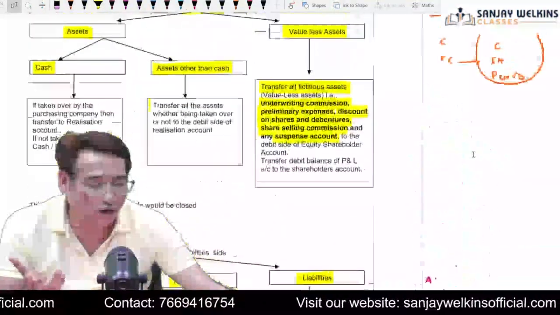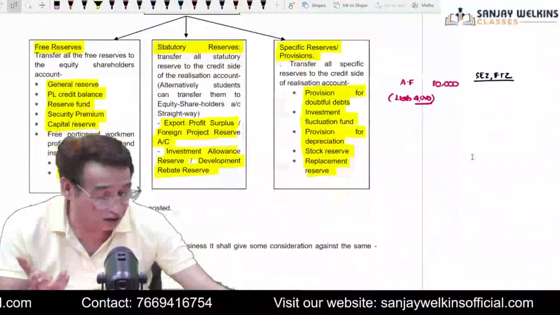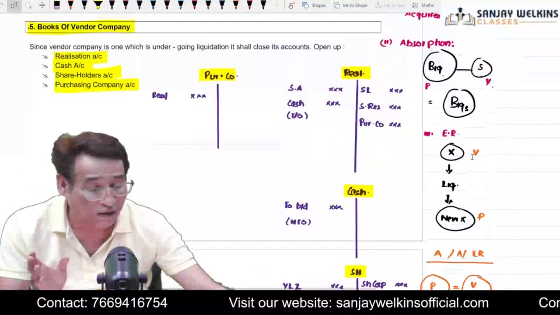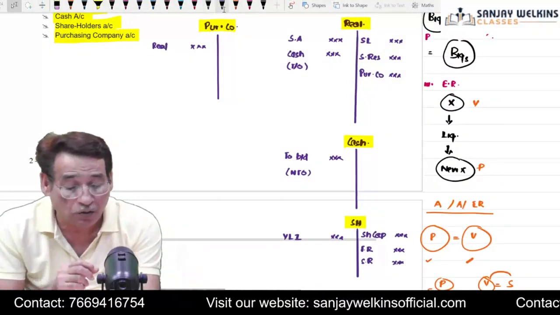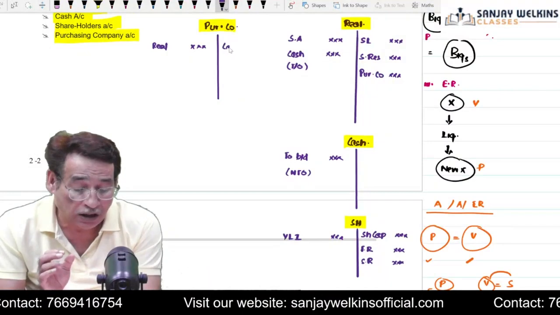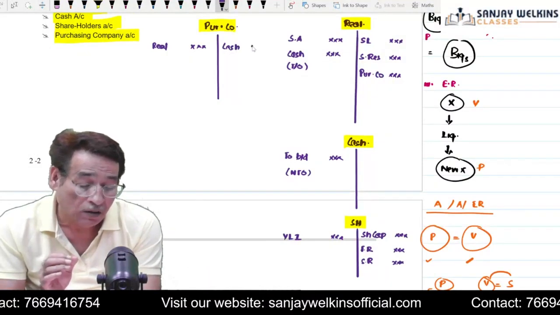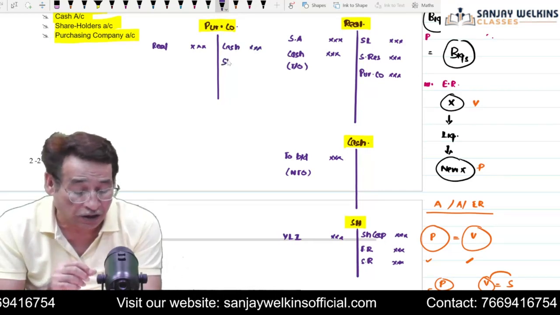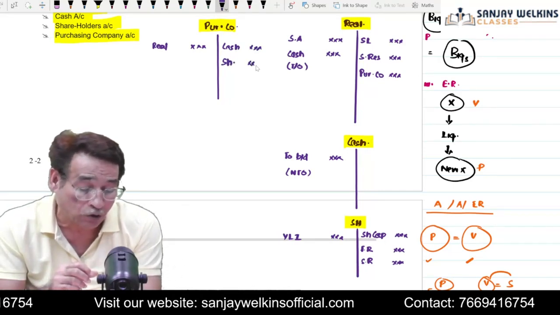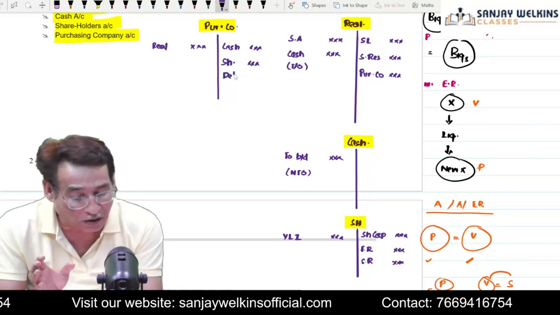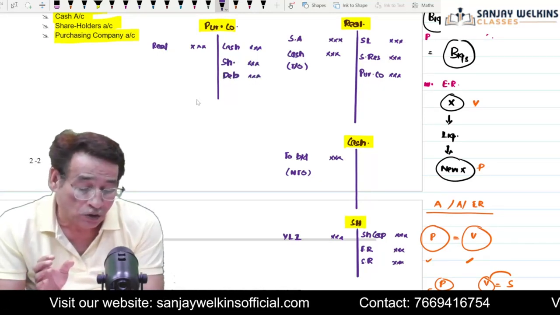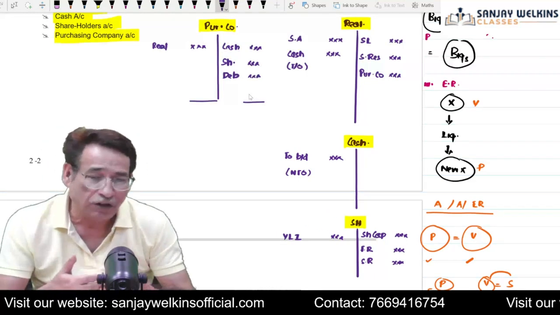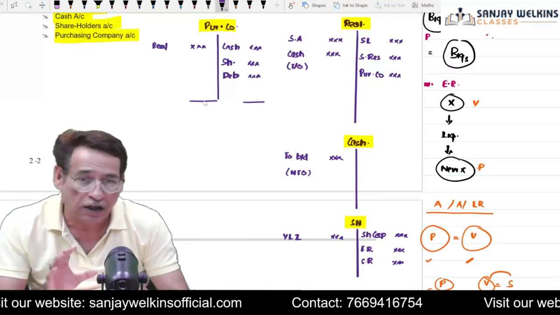We presume, for simplicity's sake, that purchase consideration is discharged by cash and equity share. Correct? So in the purchasing company account, I will write all these things. Cash account. Let us say some portion of purchase consideration is being received in cash, and some portion is being received through shares, and let us say some portion is being received through debentures. So the moment we are going to receive the purchase consideration, this account will get automatically tallied.